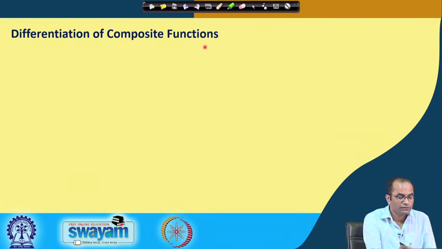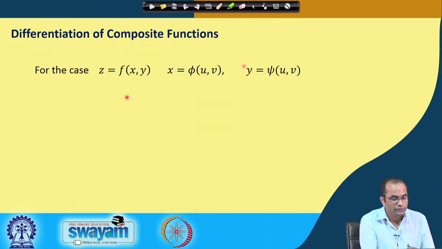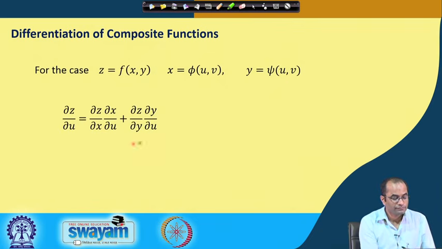So, the differentiation of composite functions, when we have the more general case that x and y also depend on u and v, functions of two variables. In that case the formula will become this. We can prove it similarly as above.